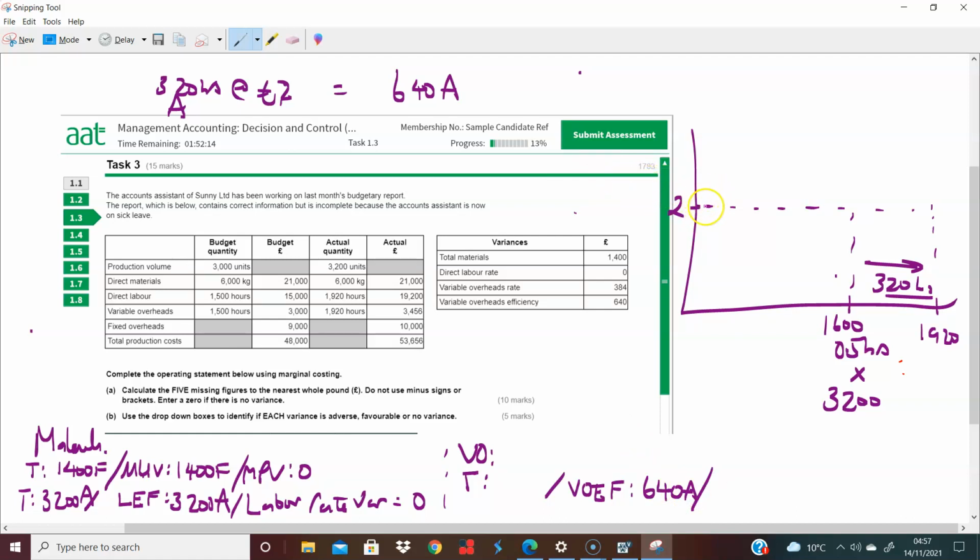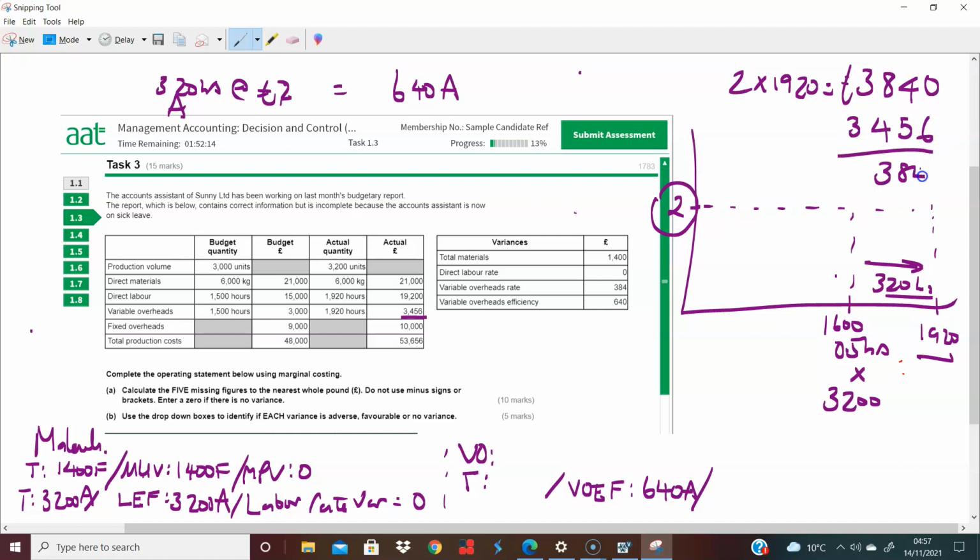Let's look at the price or the rate variance. So you should have spent £2 on these 1,920 hours that you did. You should have spent £2 on them, and that should take you to 0.4 × 9 = 18.1, 2 × 1. That's what you should have spent. The question here is, how much did you spend? You spent 3,456, and that gives you a favorable variance of 384. Favorable, and they've calculated that for you.